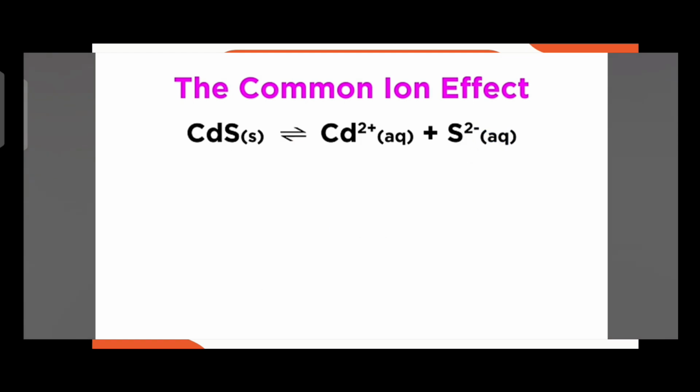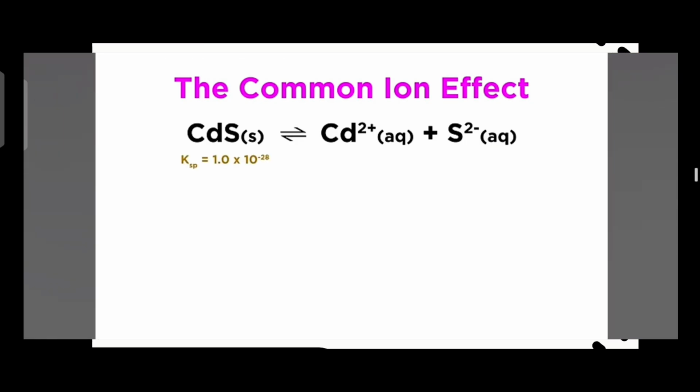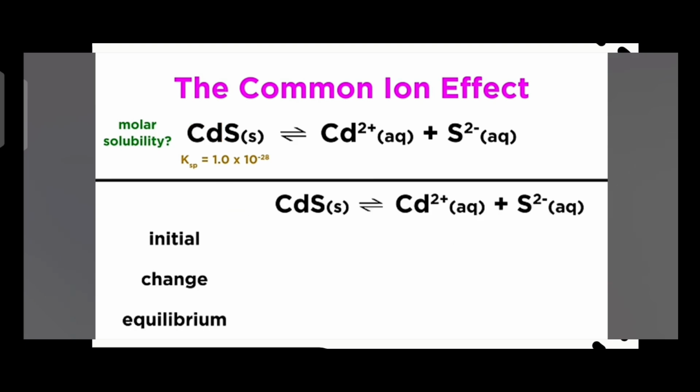Let's look at this more quantitatively. Cadmium sulfide has a Ksp value of 1 times 10 to the negative 28. If we place some cadmium sulfide in a 0.01 molar cadmium bromide solution, what will be the molar solubility of the cadmium sulfide? So first we must recognize that the common ion in this situation is cadmium, as it is present in both compounds. Let's then set up an ICE box for the cadmium sulfide equilibrium.